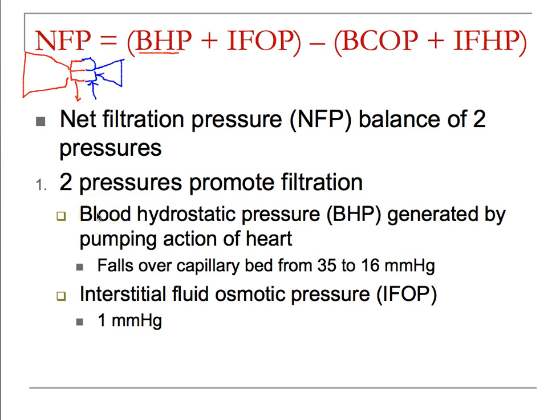There are two pressures that promote filtration though, okay? So I'm probably working with blue here. Blood hydrostatic pressure actually is generated by the pumping action of the heart, and it's going to fall to about 16 millimeters as it's going through the capillary bed. It starts at around 35 millimeters here, it gets to about 16 millimeters here. And the interstitial fluid osmotic pressure is also driving at 1 millimeter of pressure. And a millimeter may not seem like that great of a number, but without it, the system doesn't work. It's actually awesome engineering the way that the osmotic pressure pulls and pushes things around your body. Okay, filtration.